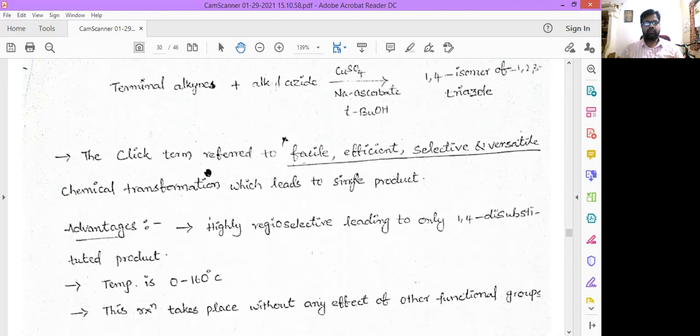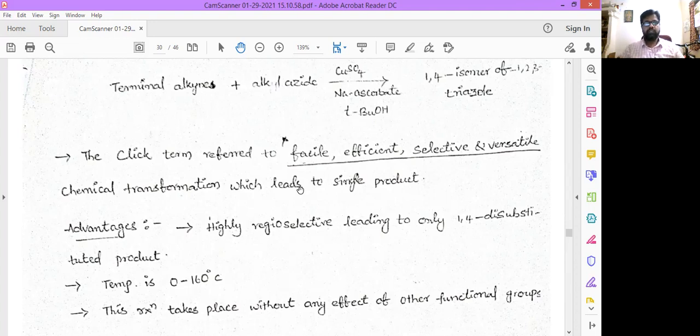The term click refers to a facile, efficient, selective and versatile chemical transformation which leads to a single product. In click reaction, as we have seen previously, there is one component, meaning one pot synthesis.